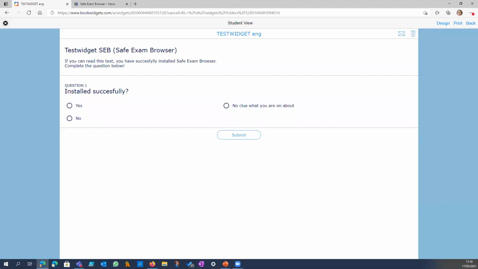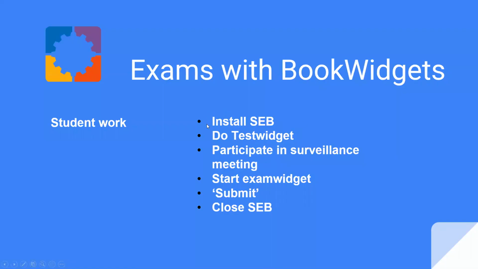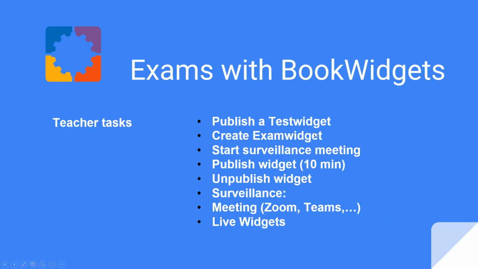To return to this one: they install SEB, they do a test widget. I'm going to return to what teachers do now. So you publish the test widget, you have them do it, and you create your exam widget. In a second I'm going to show two ways of drawing up an exam in BookWidgets. A quick way, which is a really ugly way, and then you can just draw up any widget you want. Well, not any widget you want, a normal BookWidget.